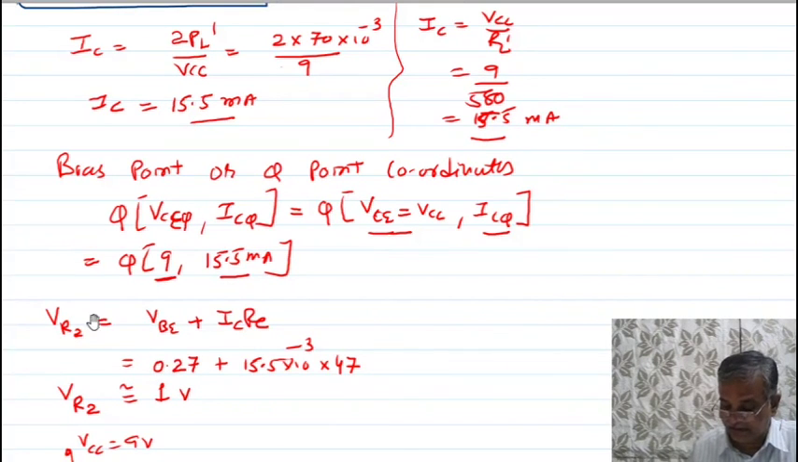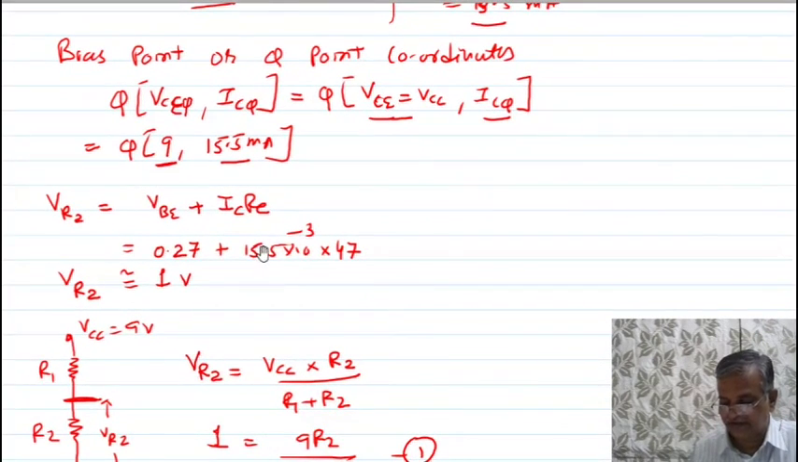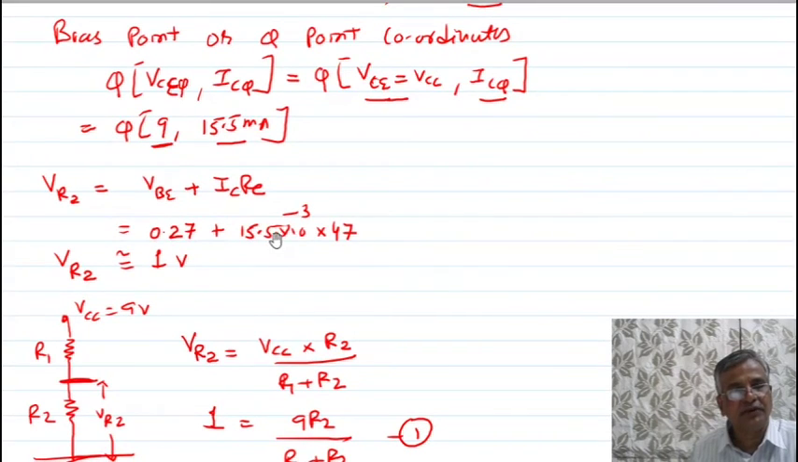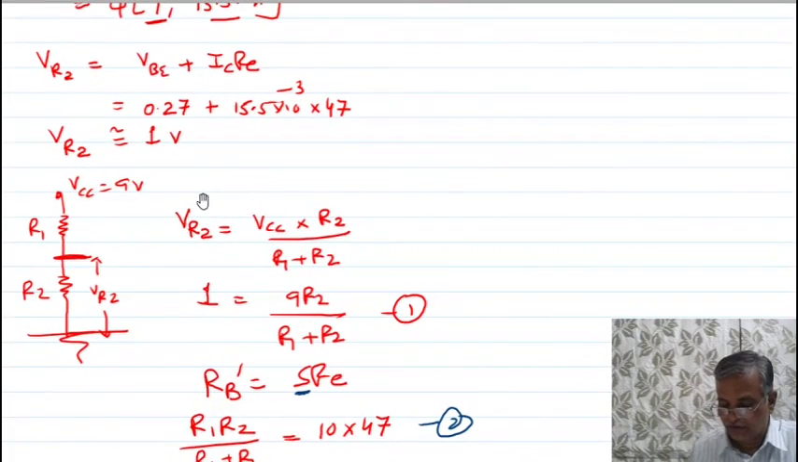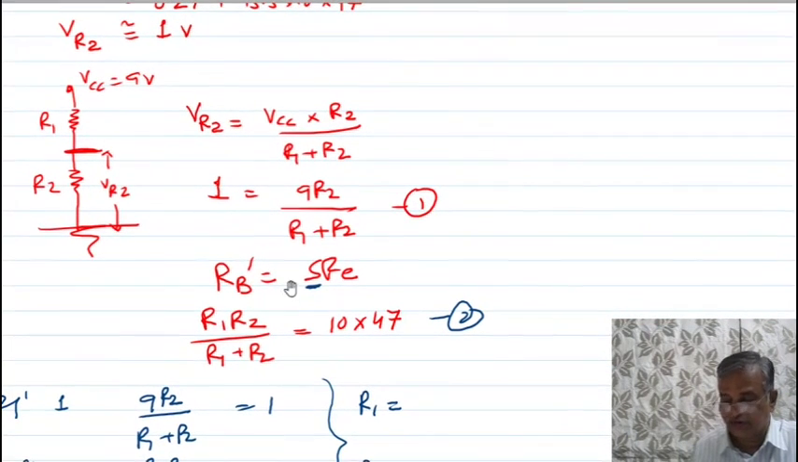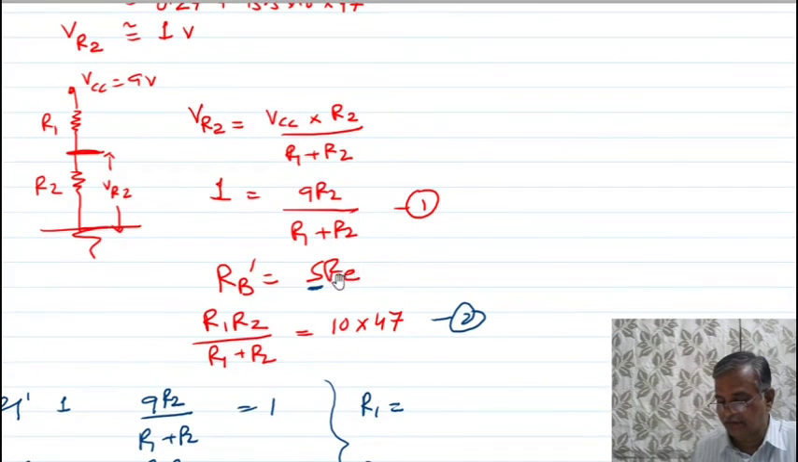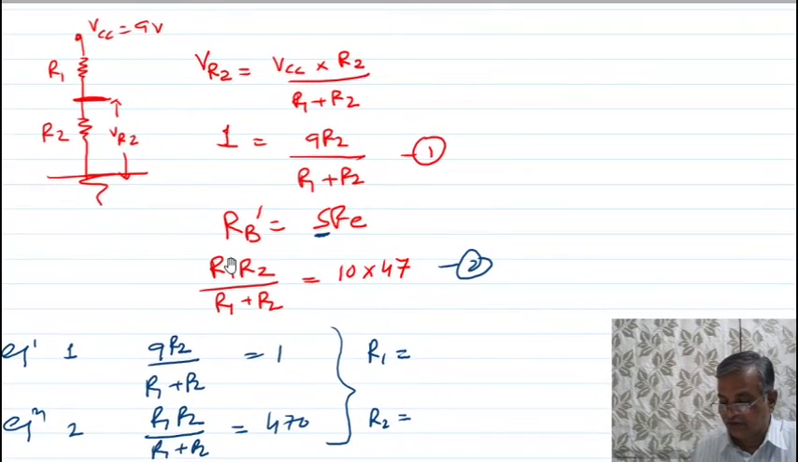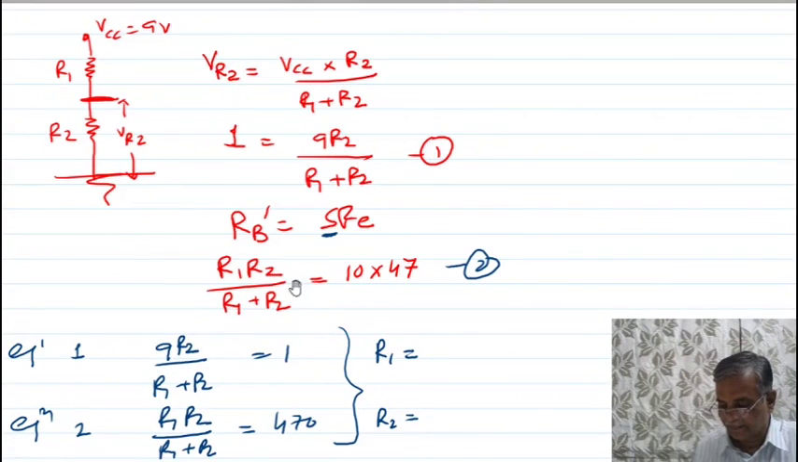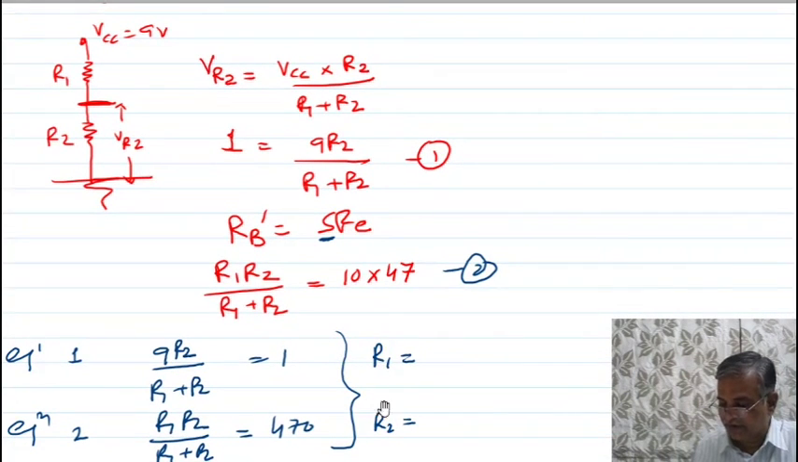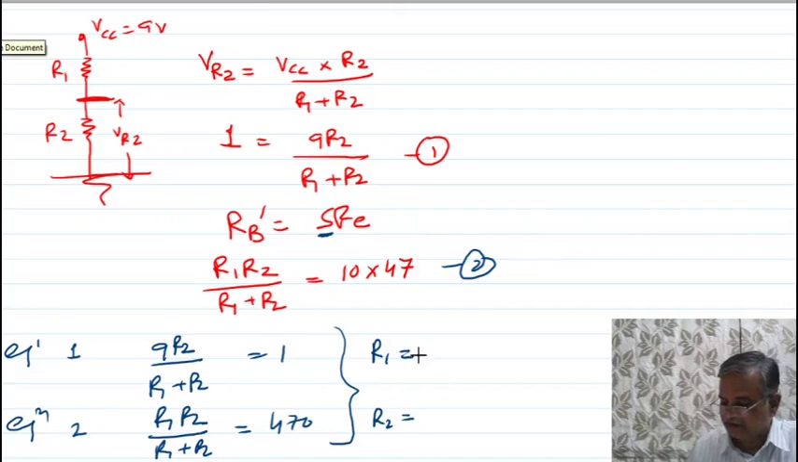Now what is the voltage across the VR2? Like this, already we have explained. By putting the value we are getting VR2. From this circuit you get VR2 is VCC into R2 upon R1 plus R2. One equation, you studied this in the previous semester. So S is the stability factor, so I am getting another equation. From these two equations, by solving, you can get this value, nearly about 4.7 kilo ohm.